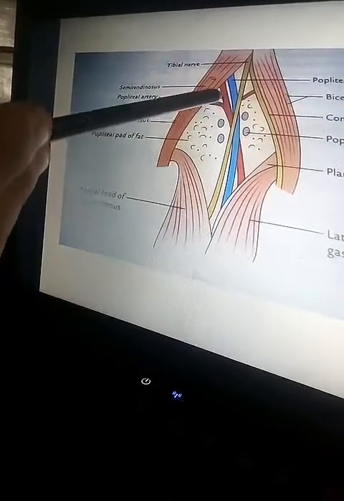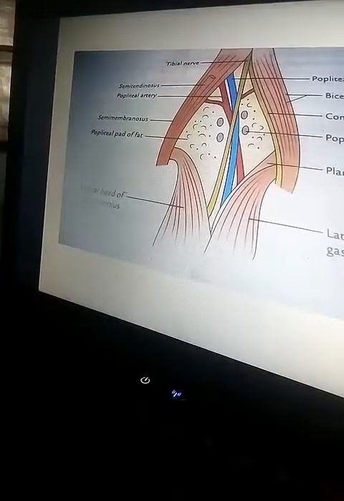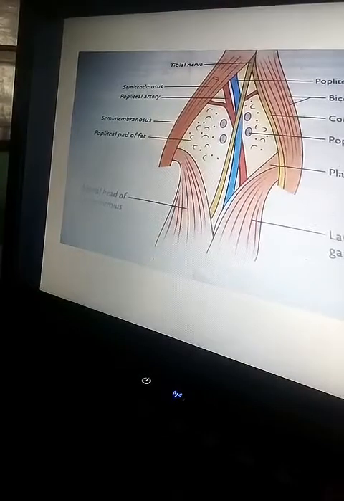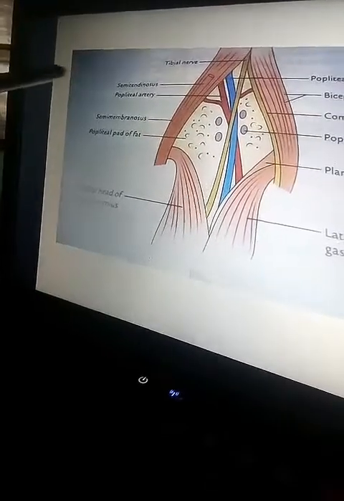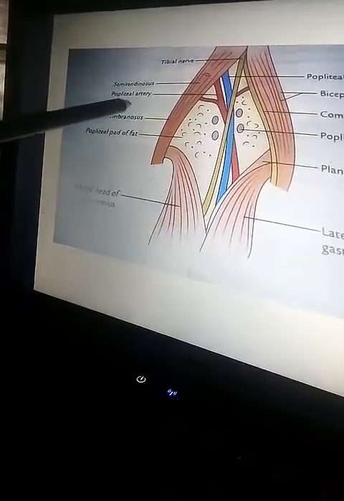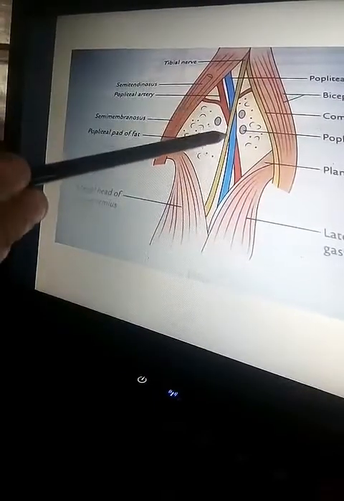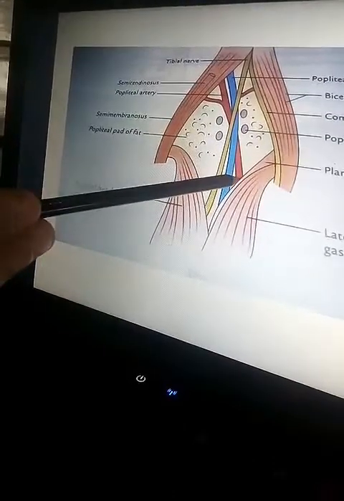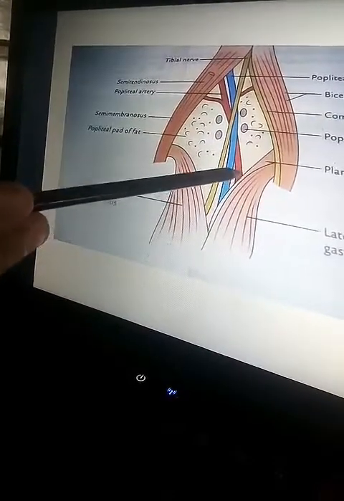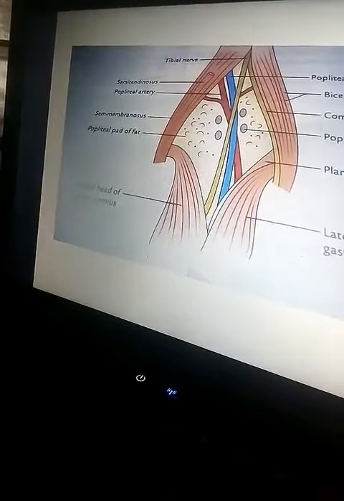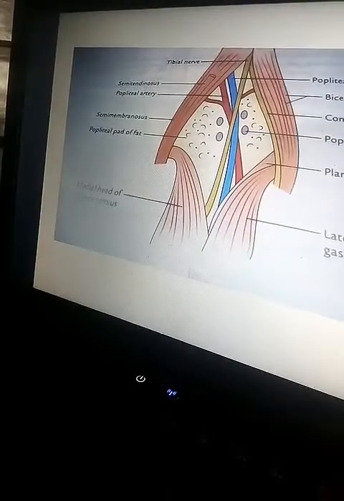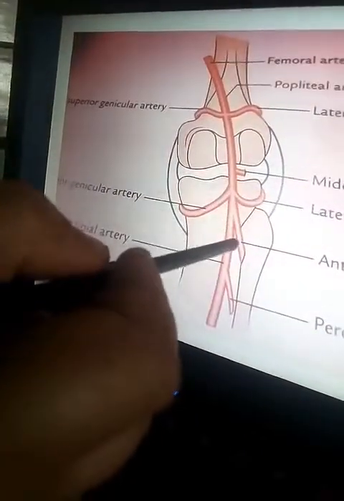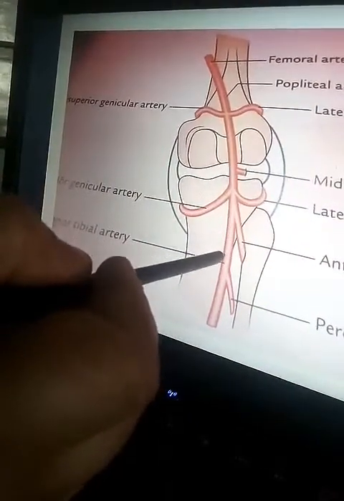Now this popliteal artery is a continuation of the femoral artery. It begins at the adductor hiatus, that is an opening in the adductor magnus at the junction of the middle 1/3 and lower 1/3 of the thigh. It crosses the floor of the popliteal fossa from the medial to the lateral side to reach the lower border of the popliteus, where it terminates by dividing into anterior tibial and posterior tibial arteries.